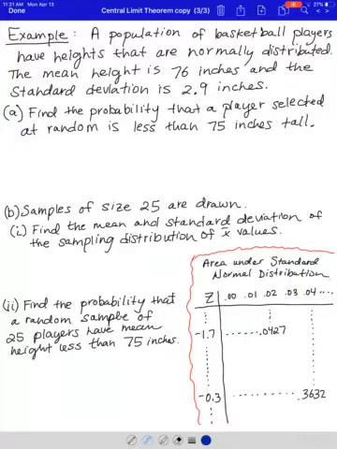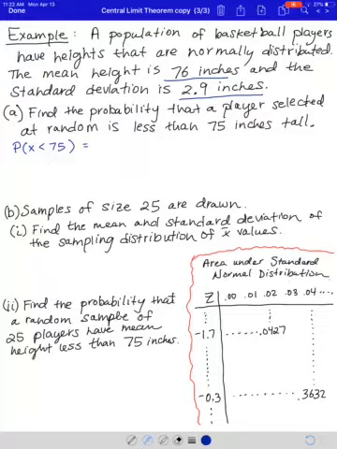So in our example, we have a population of basketball players, and their heights are normally distributed. The mean height is 76 inches, and the standard deviation is 2.9 inches. Now we're going to find the probability that a player selected at random is less than 75 inches tall. So we want to find the probability that our player X is less than 75 inches tall. And notice this is just one player, not a sample of players.